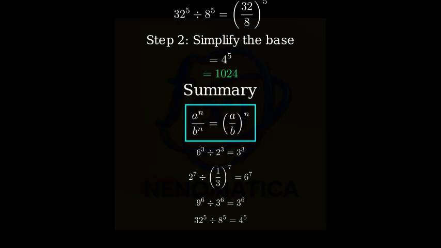And 32 to the 5th divided by 8 to the 5th equals 4 to the 5th. Let's solve this example involving exponent division. Let's solve this step by step.